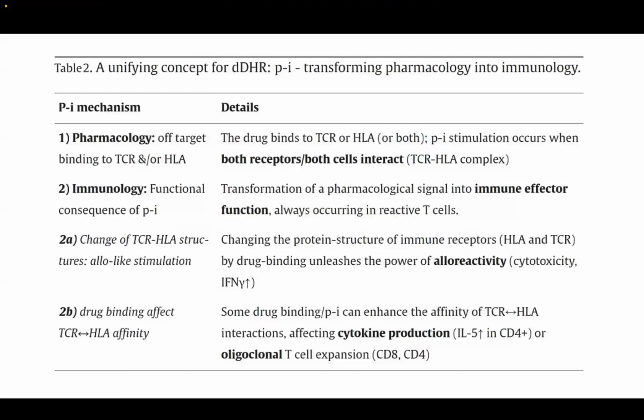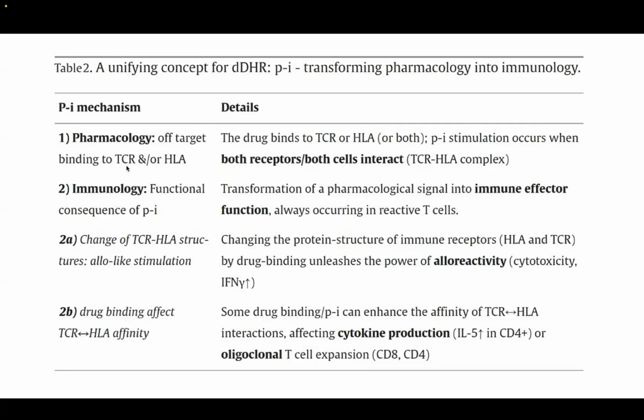So what about the PI mechanism, which is a common mechanism when your patient reacts to the drug the first time the patient is exposed to it? The most suitable explanation of what is happening is the PI concept, because this patient is not sensitized before and doesn't have a drug-specific T cell. So how might this patient react? The PI mechanism could explain this. What happens starts with pharmacology, what we call off-target binding. So this is an unwanted effect.